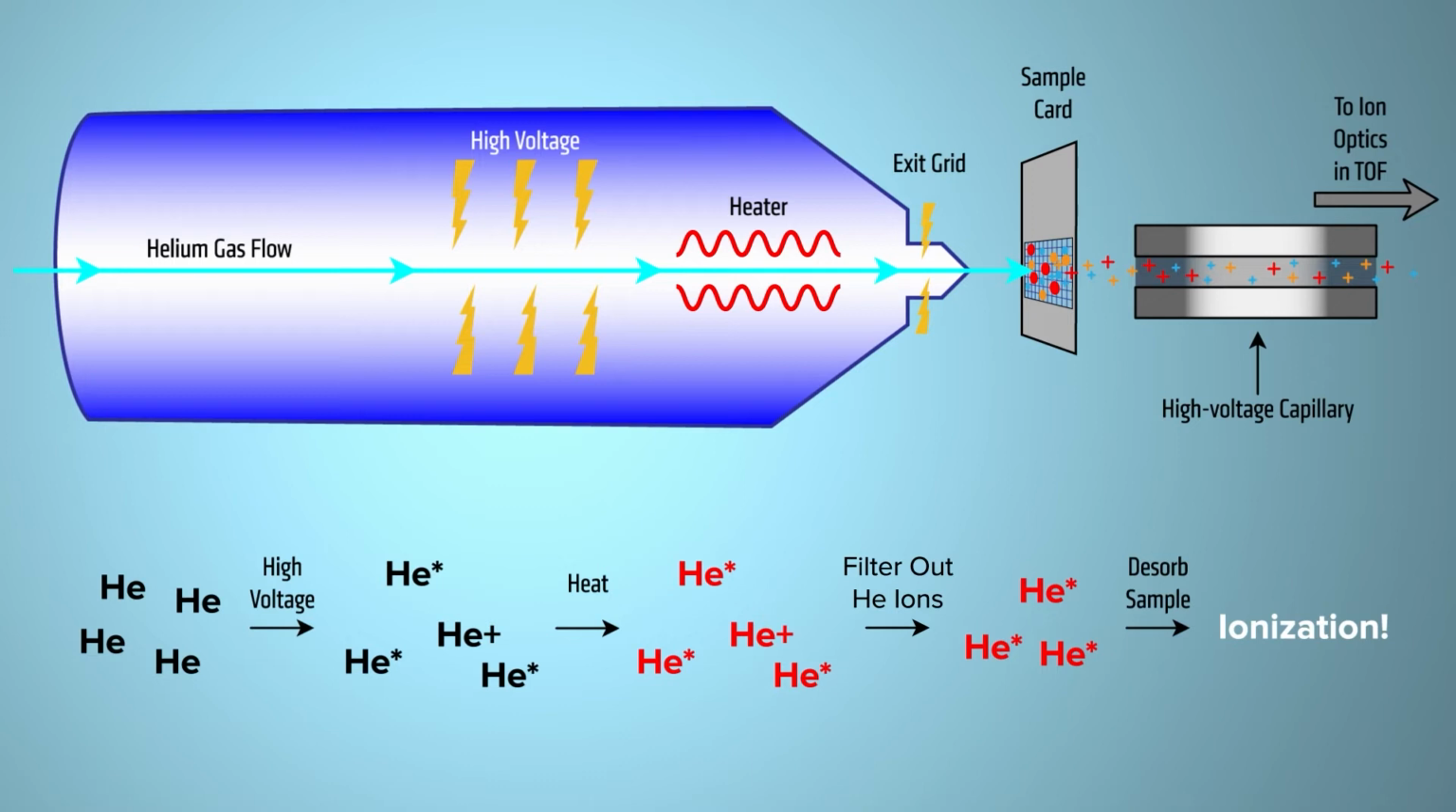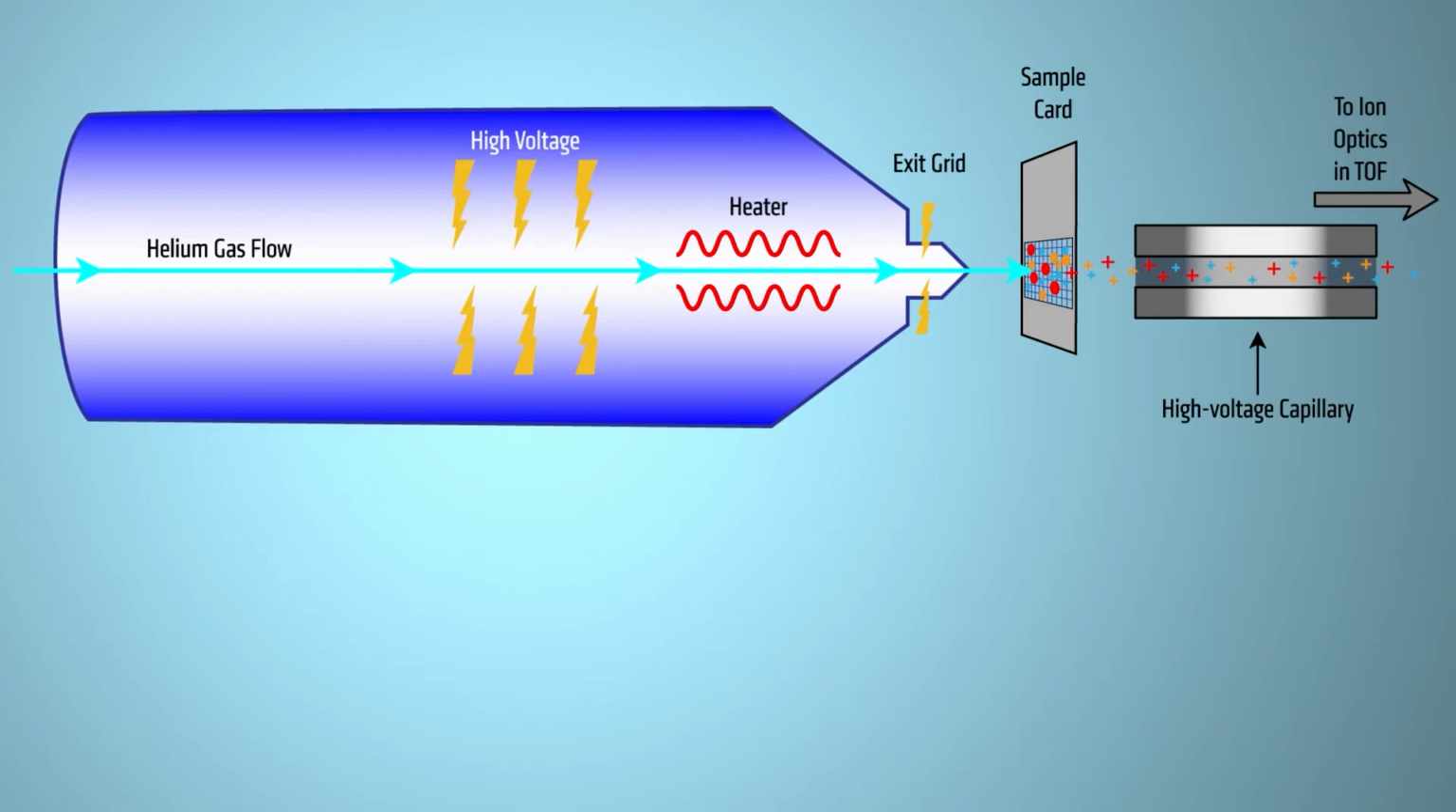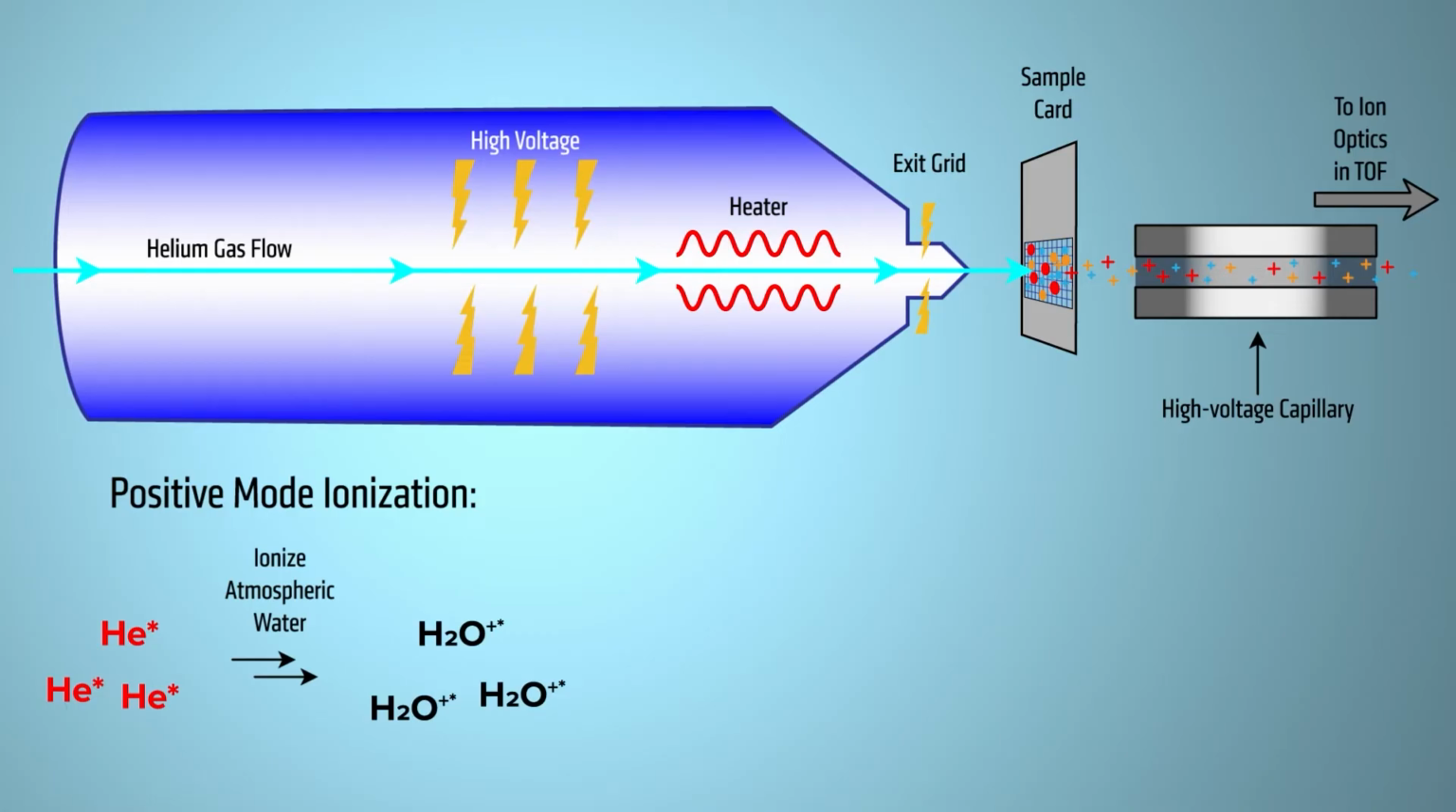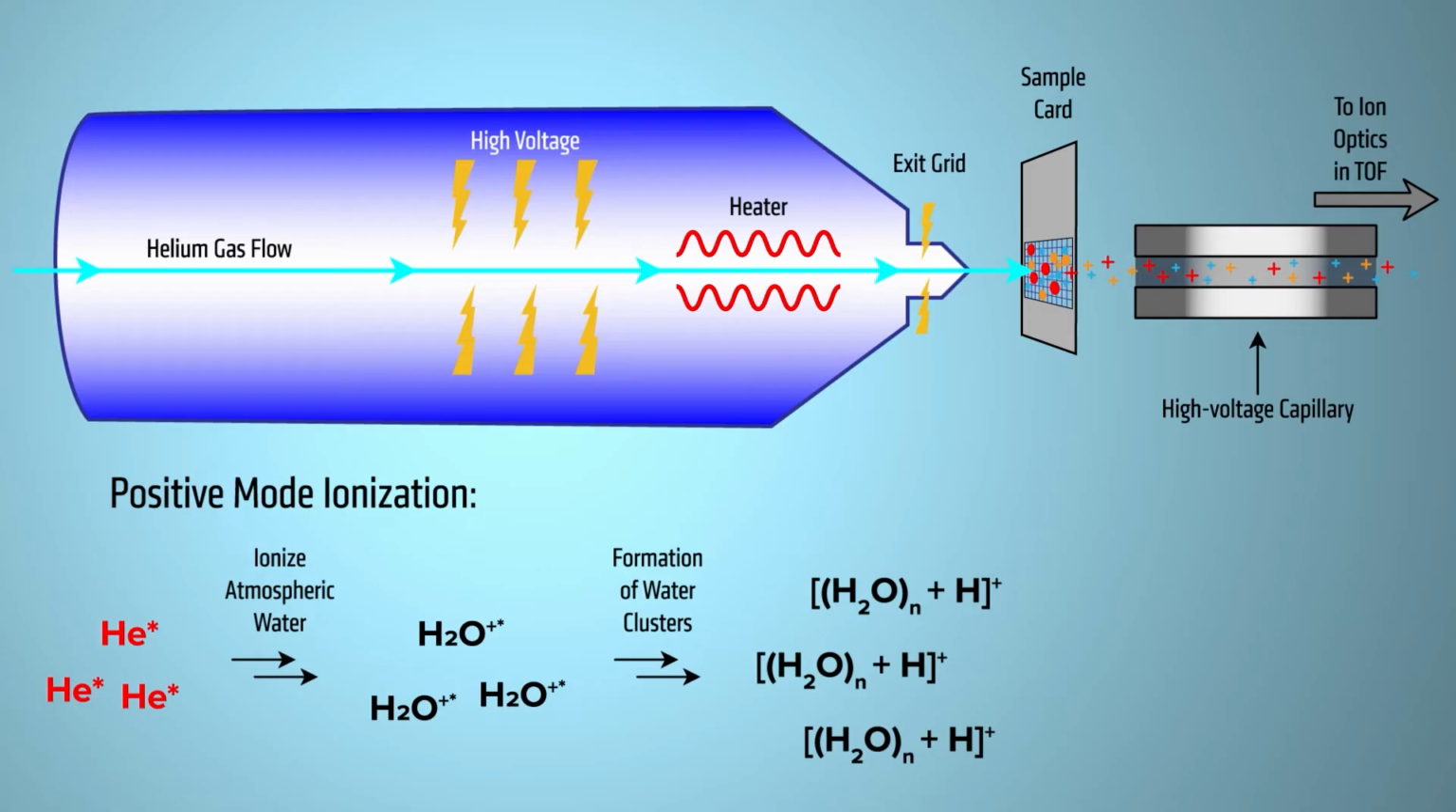There are a variety of mechanisms in which DART can create ions. In positive mode, for example, the excited species in the gas ionize water vapor through Penning ionization, eventually creating protonated water clusters. These can then transfer a proton to the analyte through chemical ionization mechanisms. From there, the charged sample is then introduced into the mass spectrometer capillary.